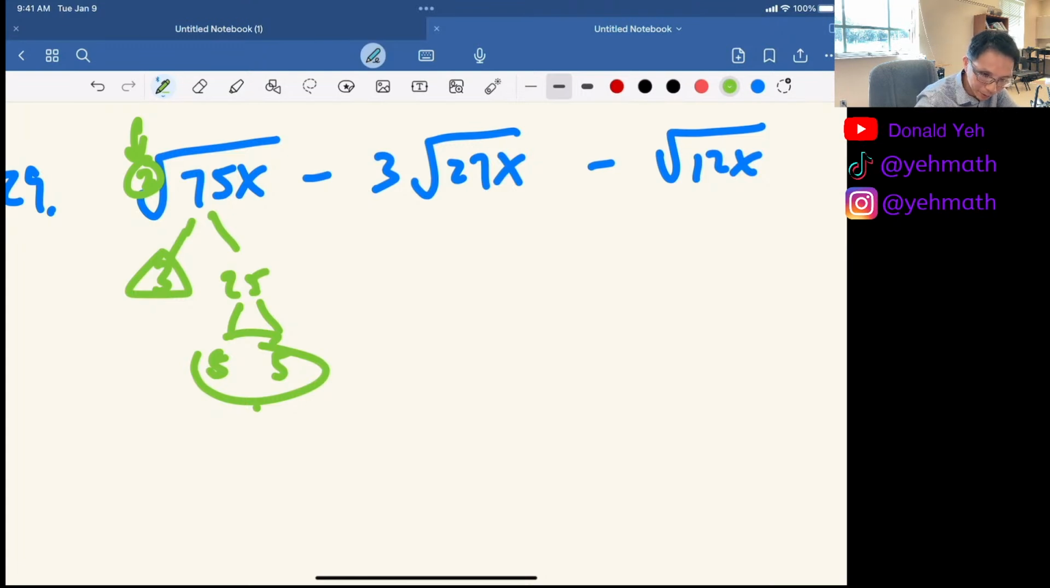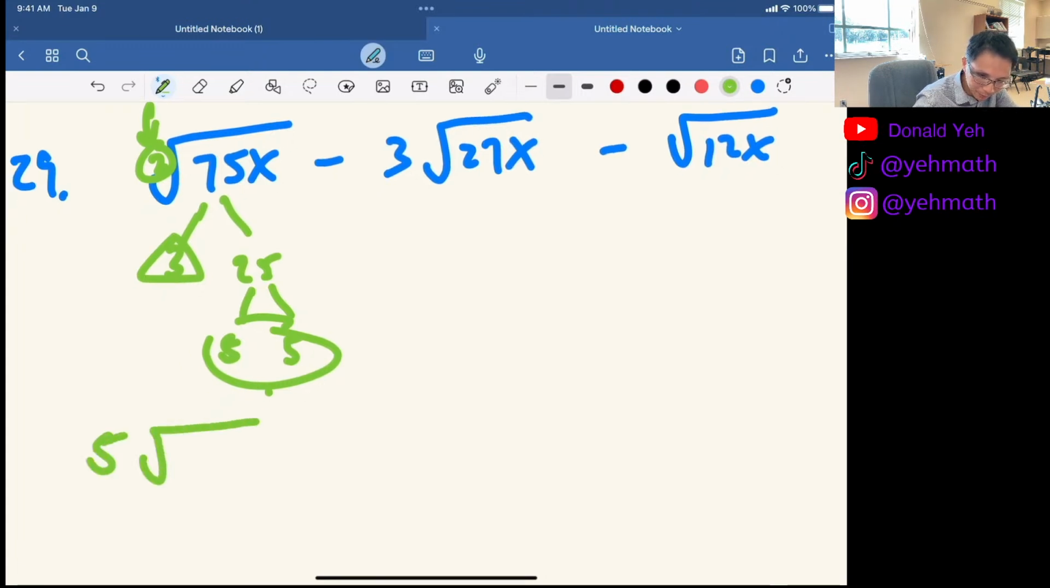So this is 5. When you're trying to escape, it's going to be 5. And this 3 is still stuck inside, so it'll be 3x, like this. Okay, so I just simplified the square root of 75x. Is that okay?